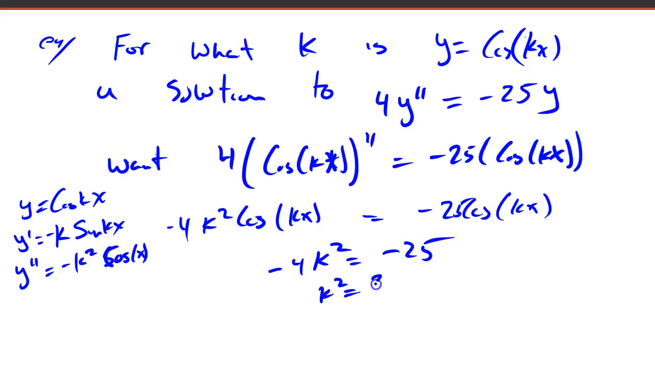So k squared is equal to 25 over 4, which tells me that k is plus or minus 5 over 2. So there are two values of k which will make this function, y equals cosine kx, a solution to this differential equation.